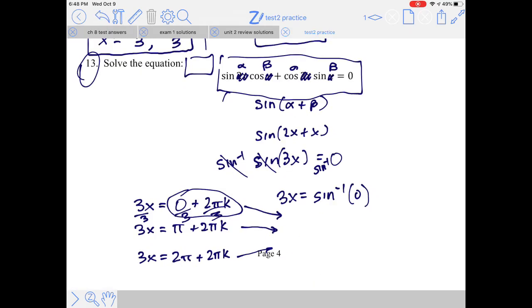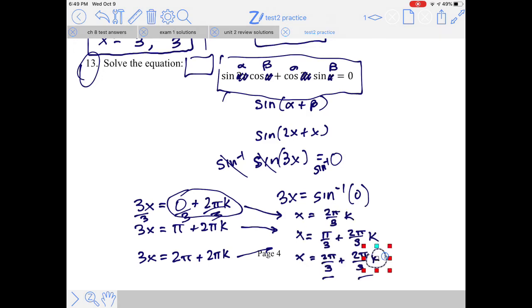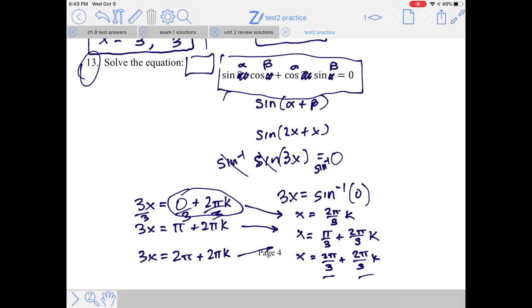So here it is. x equals 0 over 3, which is just 0, plus 2 pi over 3 k. And then x equals pi over 3 plus 2 pi over 3 k. And then x equals 2 pi thirds plus 2 pi over 3 k. This is not a like term with that because that has an extra factor there. Good question, though. And that's it.